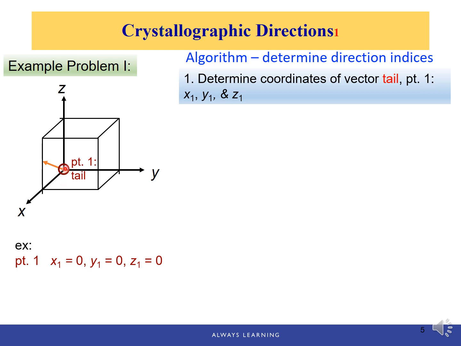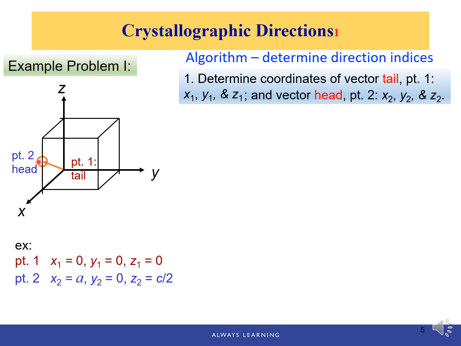Usually the tail of the vector, or the crystallographic direction, starts from the origin like this. So now point 1 is the tail. The coordinates are 0, 0, and 0. Next, we're going to find the coordinates of the vector head, which is point 2 on this figure. For the head coordinates, again, we can use the imaginary path method to walk from the origin first along the x direction.